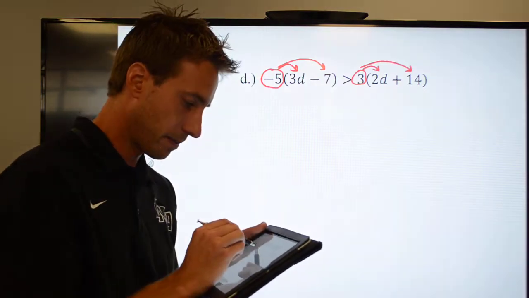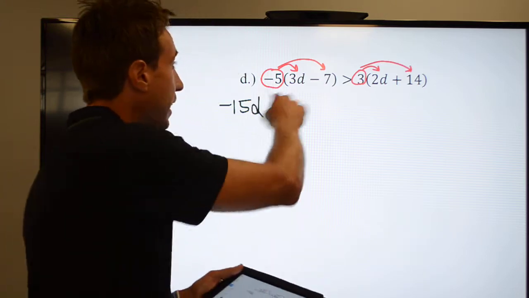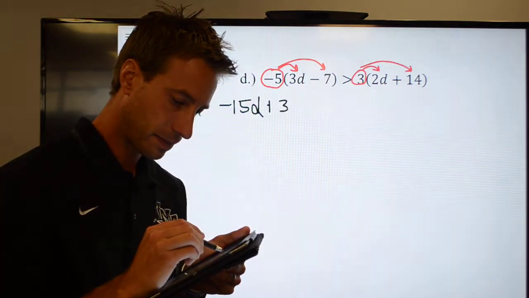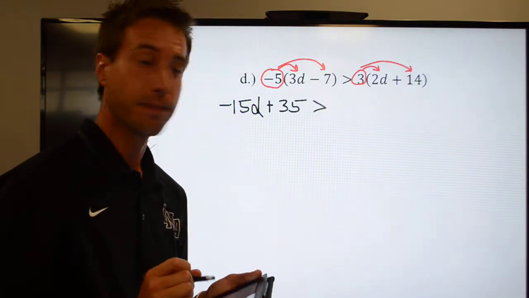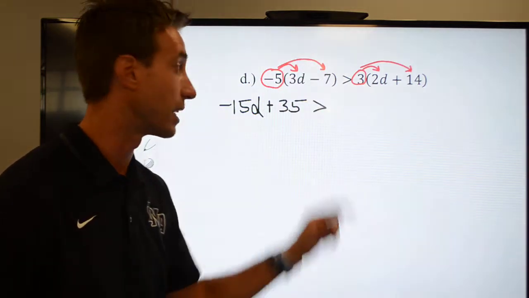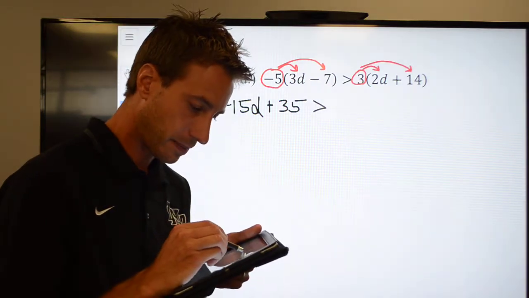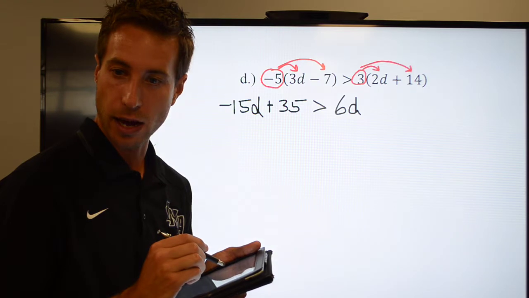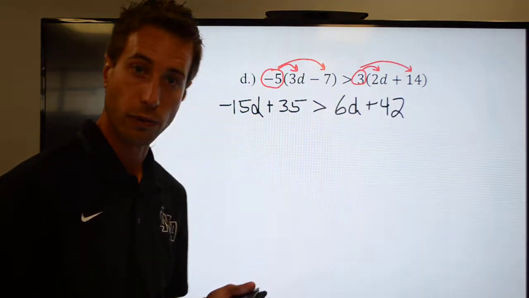Negative 5 times 3, negative 15d. Negative 5 times a negative 7 should be a positive 35. That is all greater than. Distributive property has no effect whatsoever on the direction of the inequality, so we're going to stay greater than. 3 times 2 should be 6d. And 3 times 14, use your calculator correctly, don't fat finger something, should get 42.